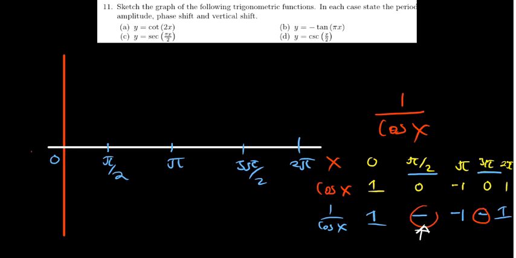So at pi over 2, I'll draw a line there. Make sure you make it dotted or broken. And then the other point is at 3 pi over 2. So those are the asymptotes. Now, for you to know how you are going to sketch your graph, you need to understand again where the cosine is positive, negative, and so on.